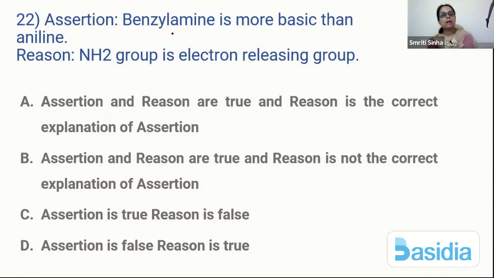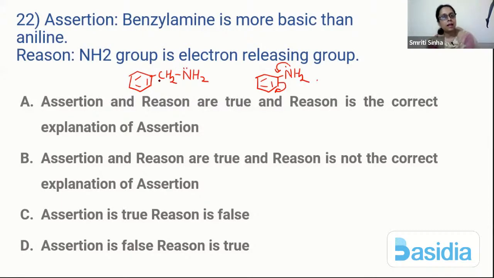Next, assertion: benzyl amine is more basic than aniline. This is your assertion. And the reason: the NH2 group is an electron releasing group. Now, this is benzyl amine, and this is aniline. Benzyl amine is more basic than aniline. Actually, this statement is correct. Why? Because in aniline, the lone pair is in resonance and hence the lone pair cannot be donated easily. So it is a weak base.